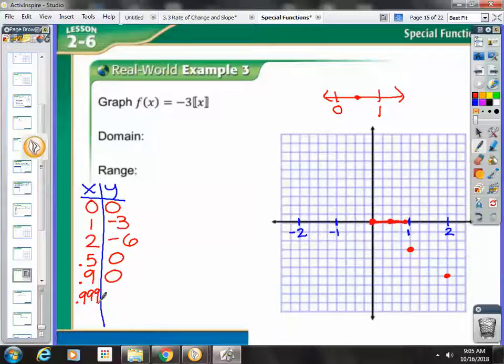Almost 1. What is the greatest integer of 0.999? It's 0. And 0 times -3? It's still 0. So I'm going to get really, really close to 1, but it's still going to be 0. But when I put 1 in, it's going to drop down to -3. So obviously that has to be where our stair step ends. Another one's going to pick up right below it. What do I put where that stair step is going to end? An open circle. So at 1, 0, please put an open circle.